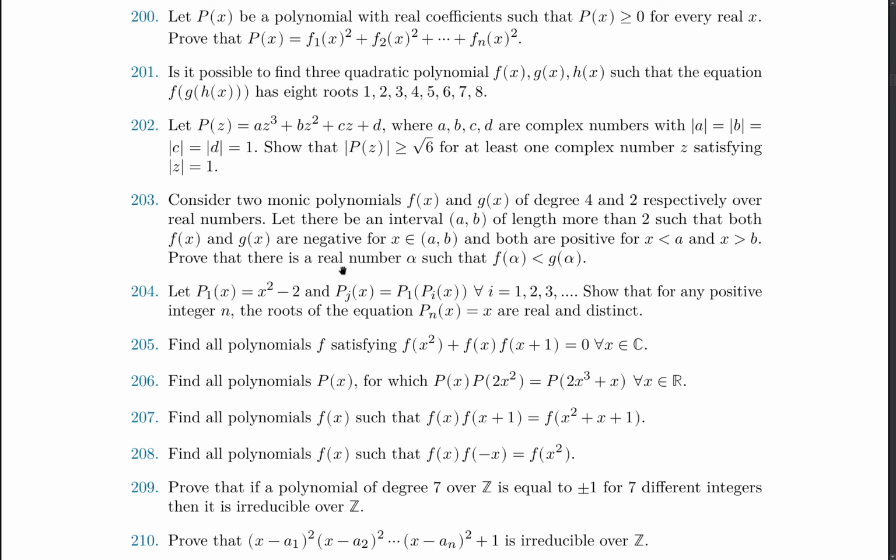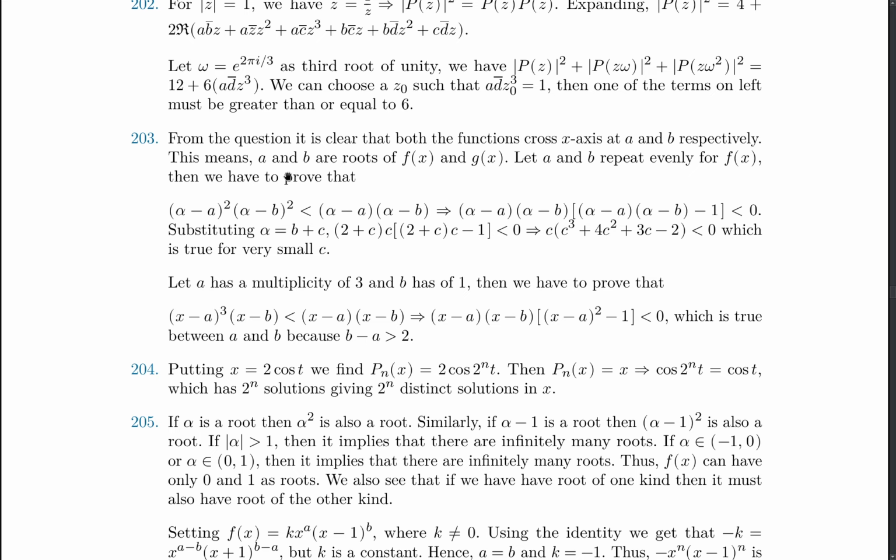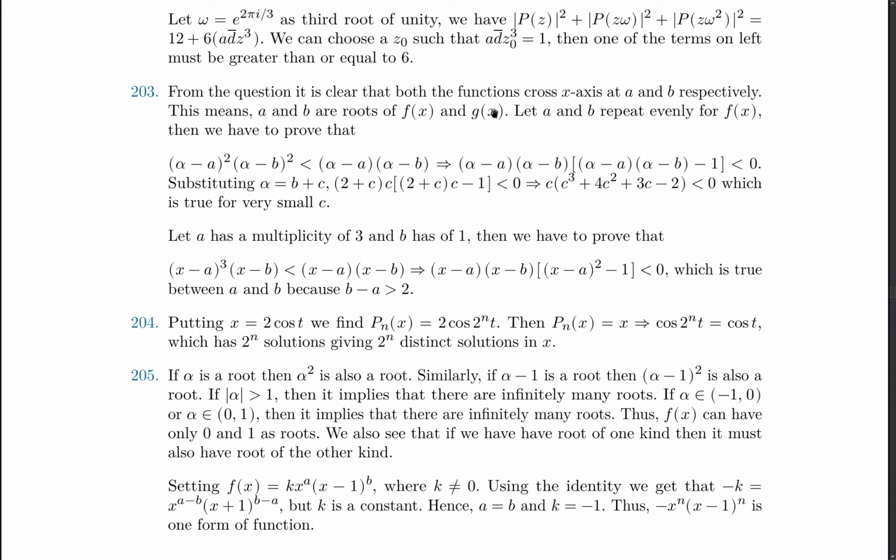Now we have to prove that there is a real number alpha such that f of alpha is less than or equal to g of alpha. So we let a and b be the roots. We have the fact that a, b are roots of f of x and g of x. Now these are monic polynomials. Okay, so first we assume that they repeat evenly for f of x. That is, a occurs twice for f and twice for b, and for g, they occur one time. So it occurs evenly.